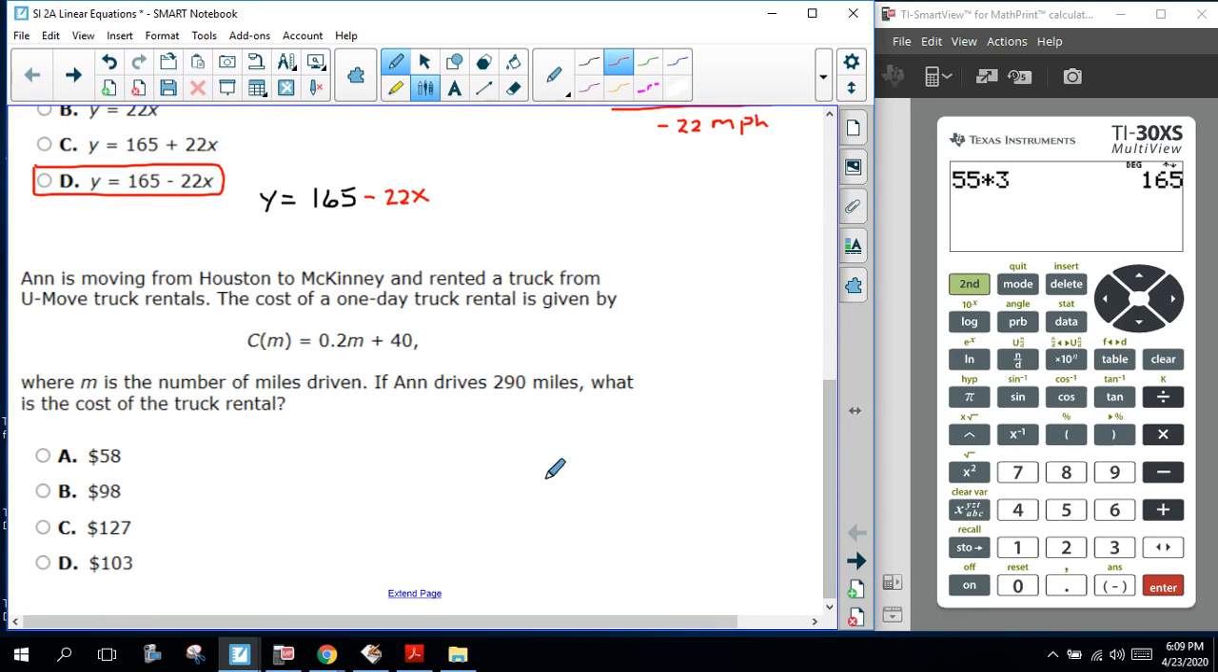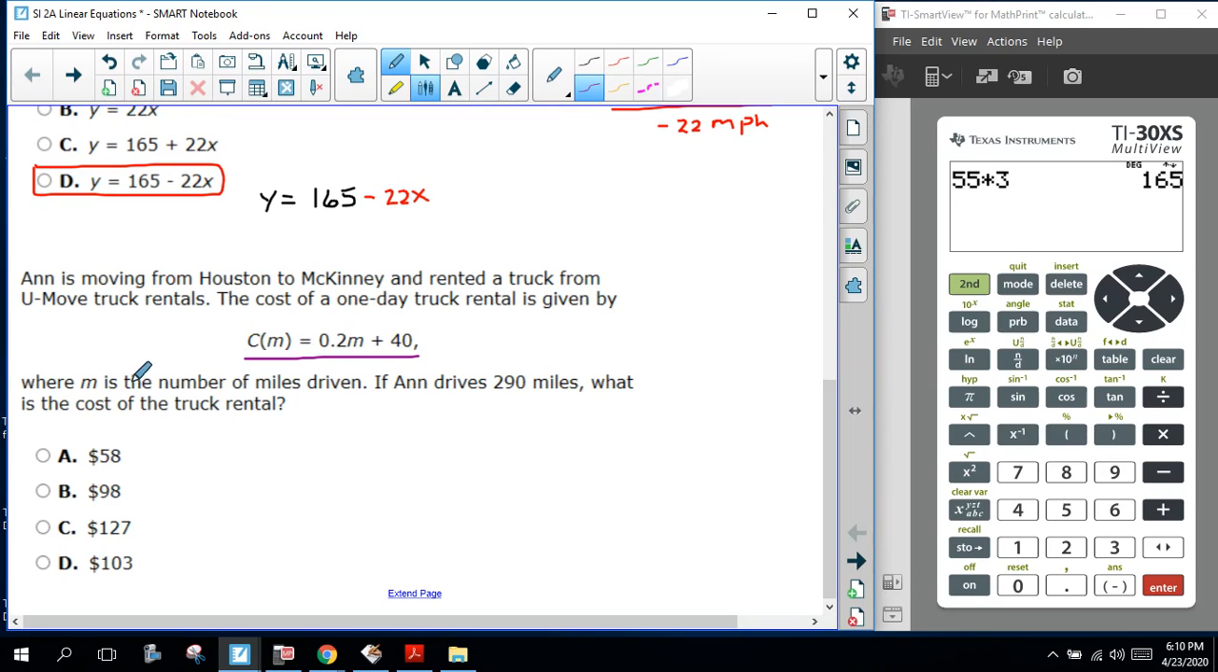All right, looking at the next one. Ann is moving from Houston to McKinney and rented a truck from You Move Truck Rentals. The cost of a one-day truck rental is given by this equation. And as soon as I see that, oh, this is good. Life is good. They have given us the equation. All right, so that's a good thing.